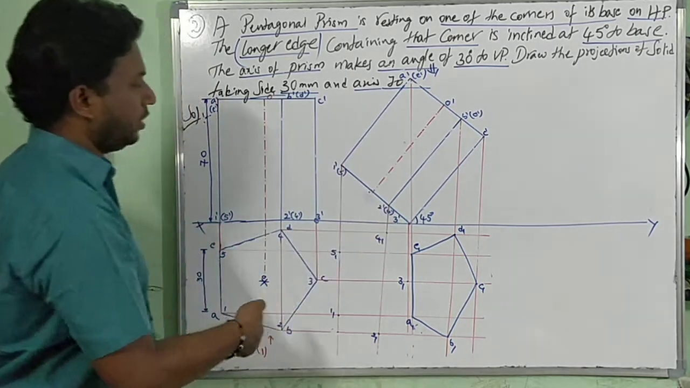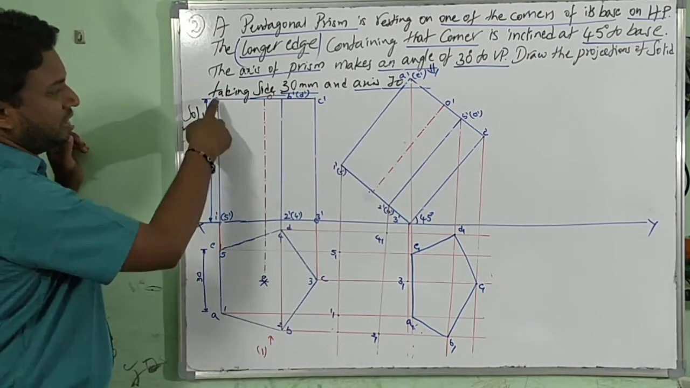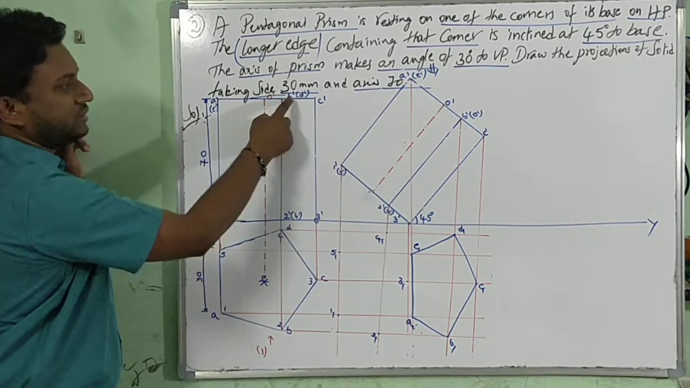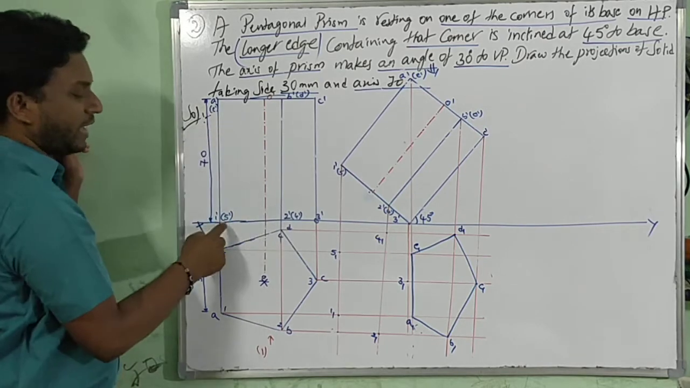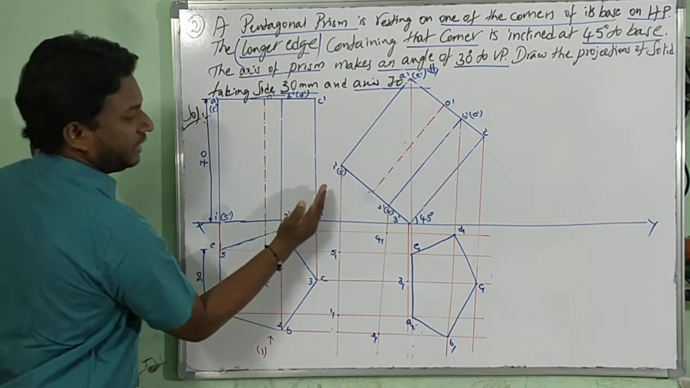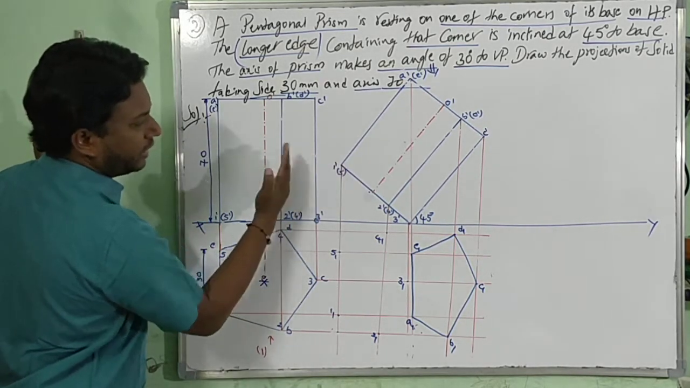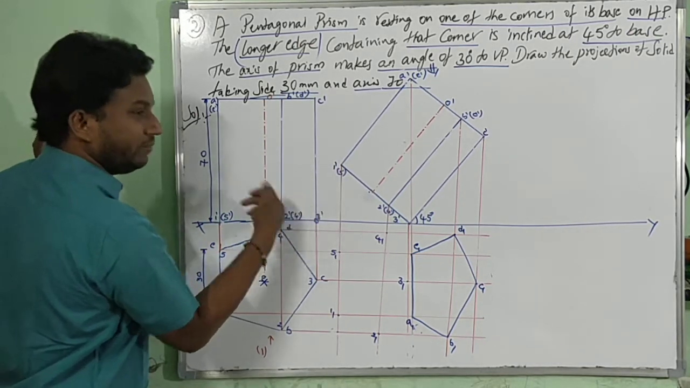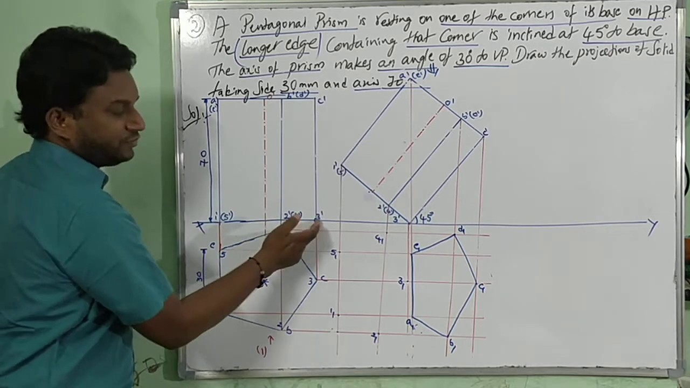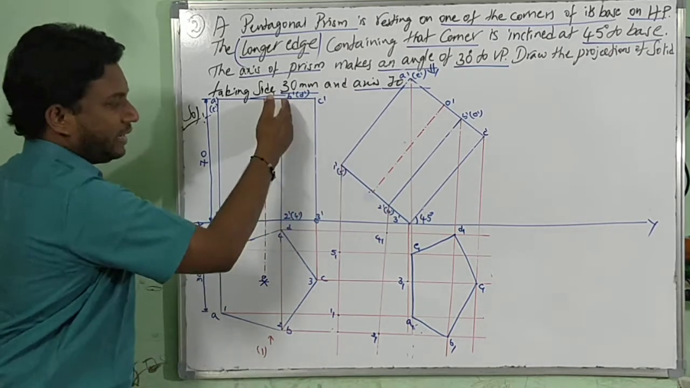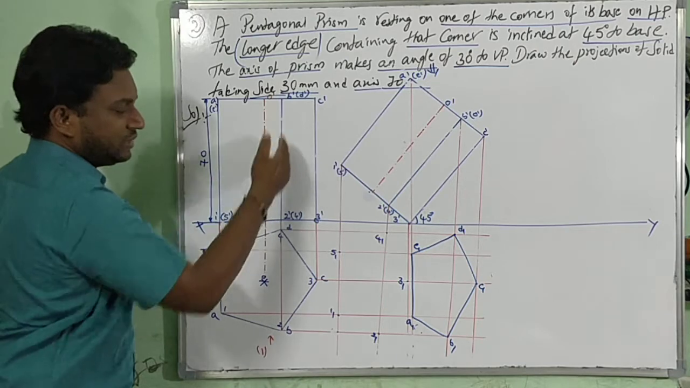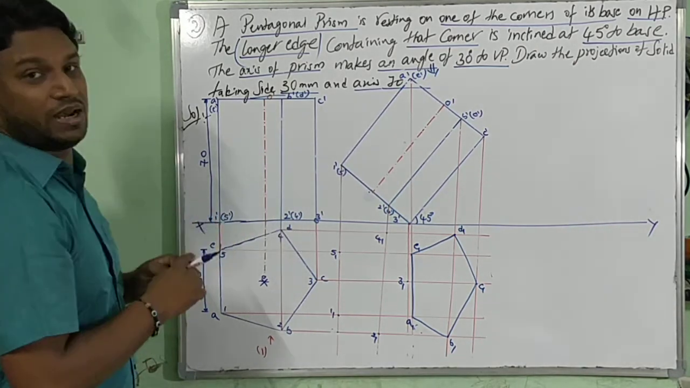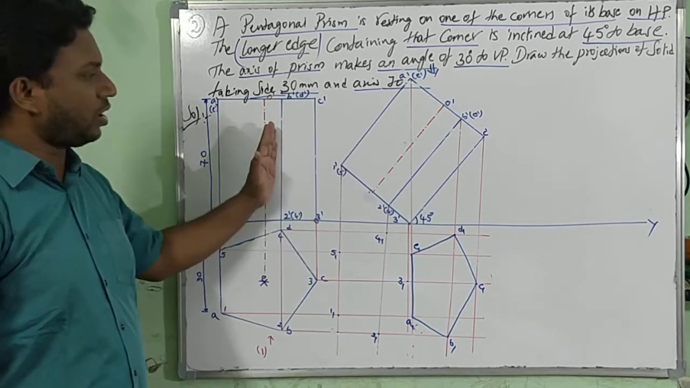When you are looking from here, what are the longer edges? Vertical longer edges: A dash 1 dash, B dash 2 dash, C dash 3 dash, D dash 4 dash, E dash 5 dash. Now when it is lying with the corner, it has rotated like this. With reference to the corner, the next immediate line is this line, which is B dash 2 dash, the longer vertical edge.